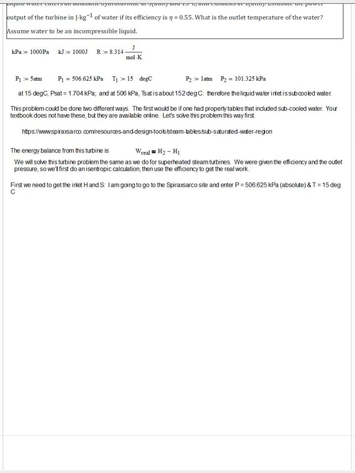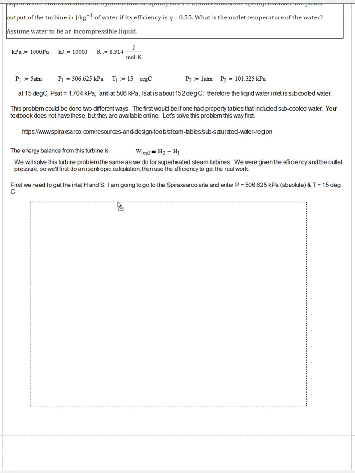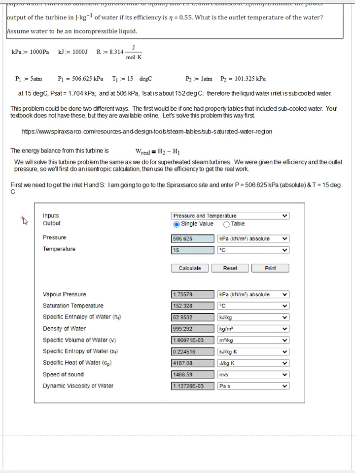I'm not going to show opening the website, but what we'll do is go to the website and click on the subcooled liquid option, and there'll be a series of little pull down menus. We're going to enter pressure and temperature, and we're just going to do a single value. And then you need to enter your pressure unit.